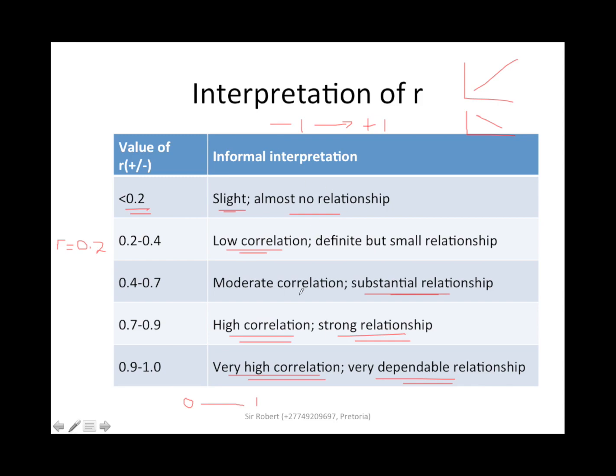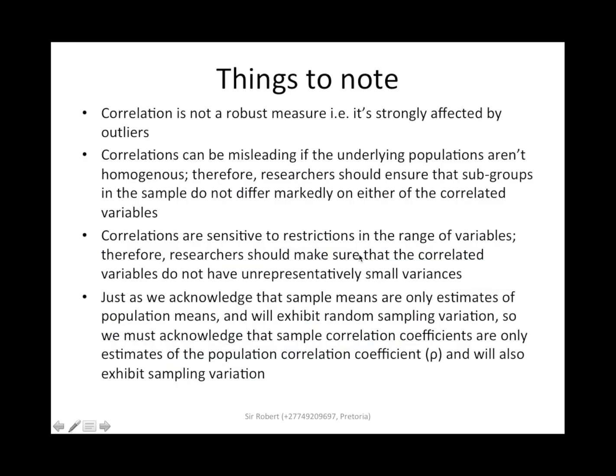So these are the ideas of how you can interpret depending on the given data set. So let's move on. Things to note. Correlation is not a robust measure. That is, it is strongly affected by outliers.